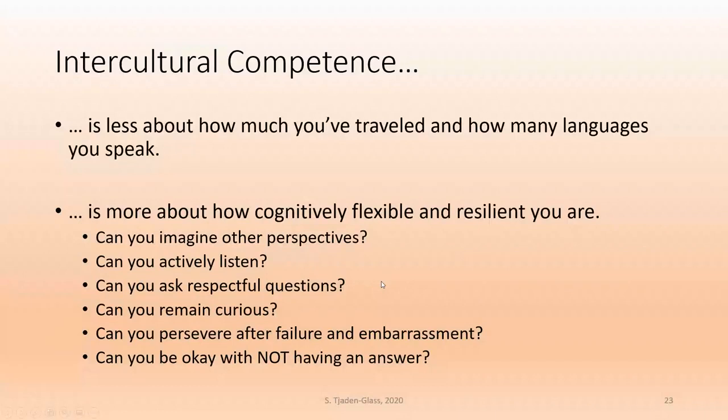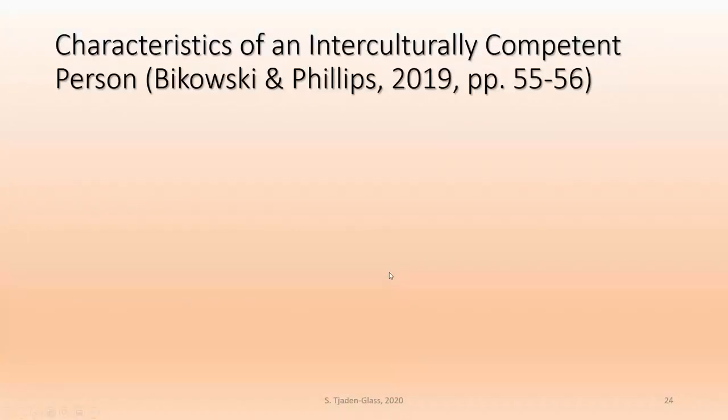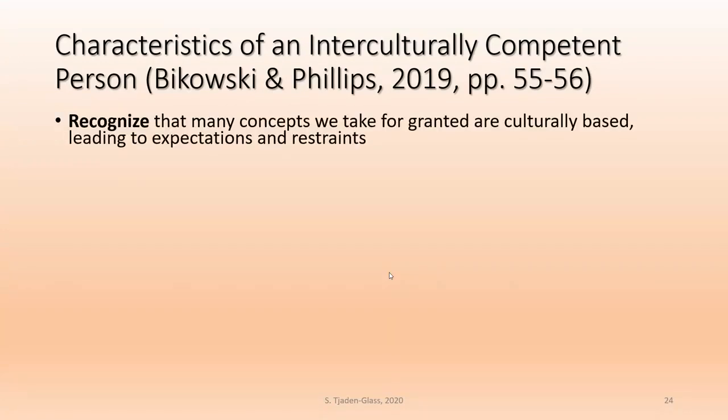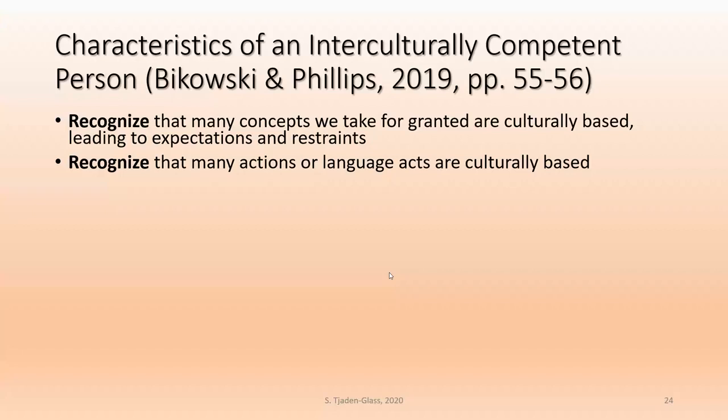Okay, moving on. So here are those characteristics of an interculturally competent person that I mentioned before. Bukowski and Phillips just last year published a really great book and she narrowed down some very easy to understand characteristics. So these people recognize that many concepts that we take for granted are culturally based. Things like time, friendship, gender, how to dress, politeness. A lot of these concepts are culturally based and they lead to expectations and restraints. Many actions or language acts are culturally based. They understand that.